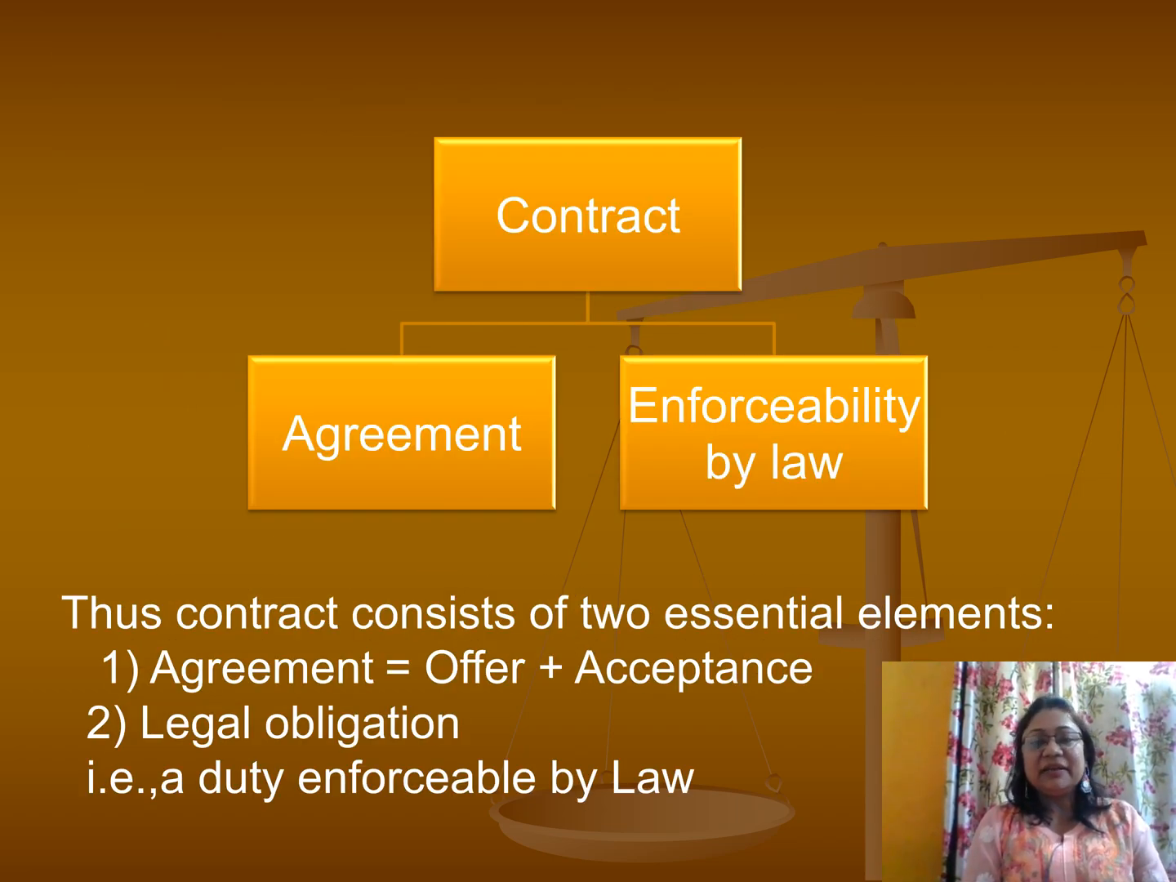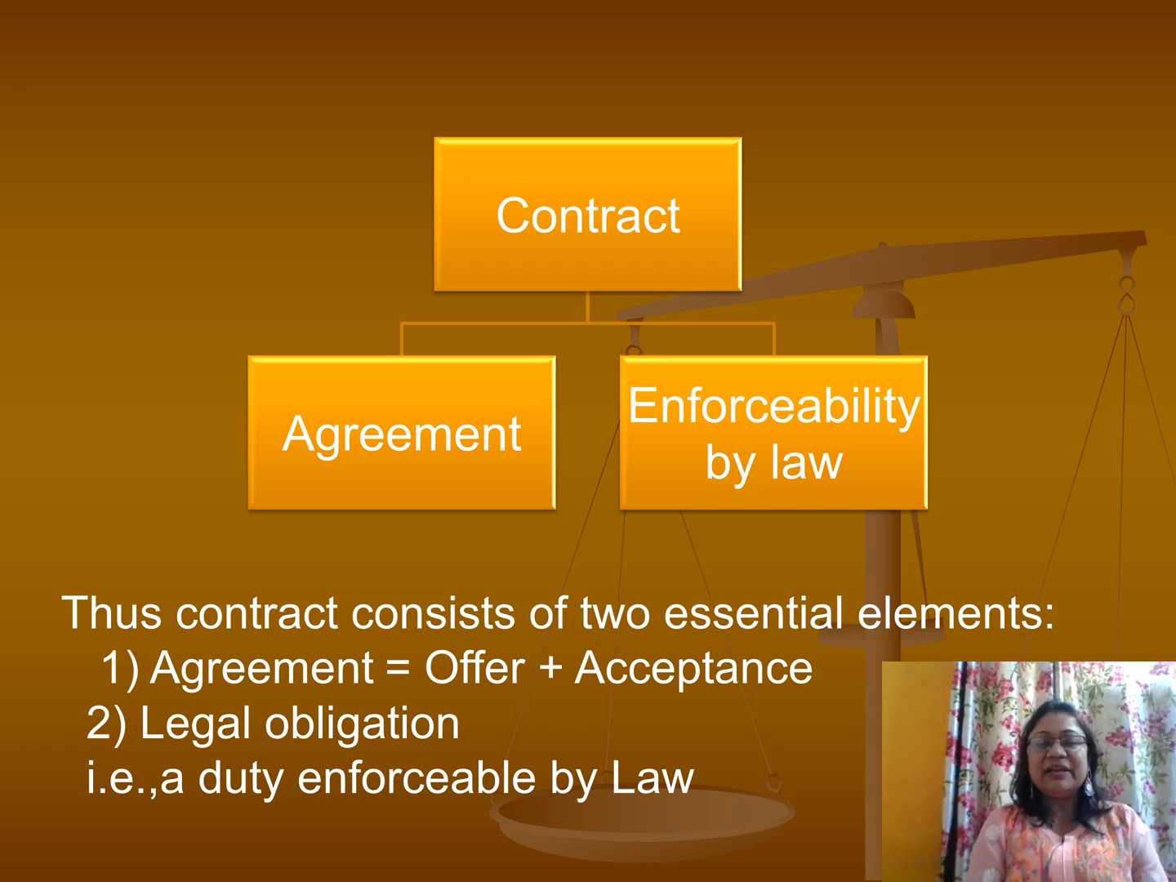The definition can be put down in the form of a chart over here, and these kind of diagrams, these kind of charts and figures, they can be used in the exam. And here, as you can see, that contract is the amalgamation of two essential elements, that is agreement and enforceability by law. If any of these elements were to go missing, then we would not have a valid contract in existence.